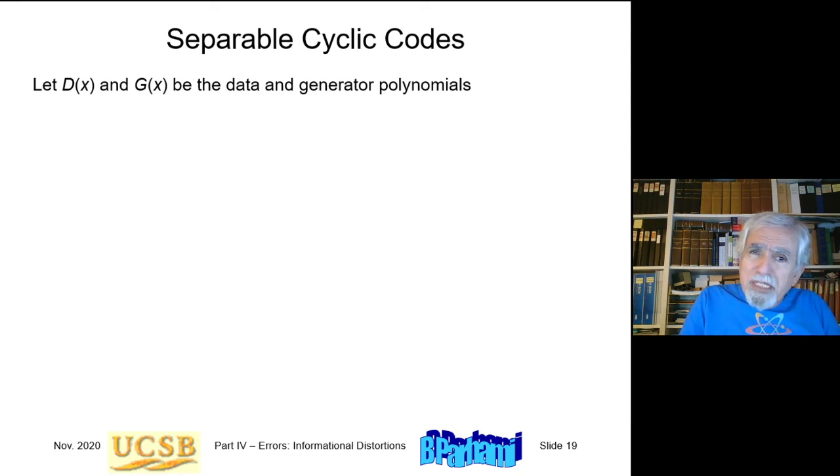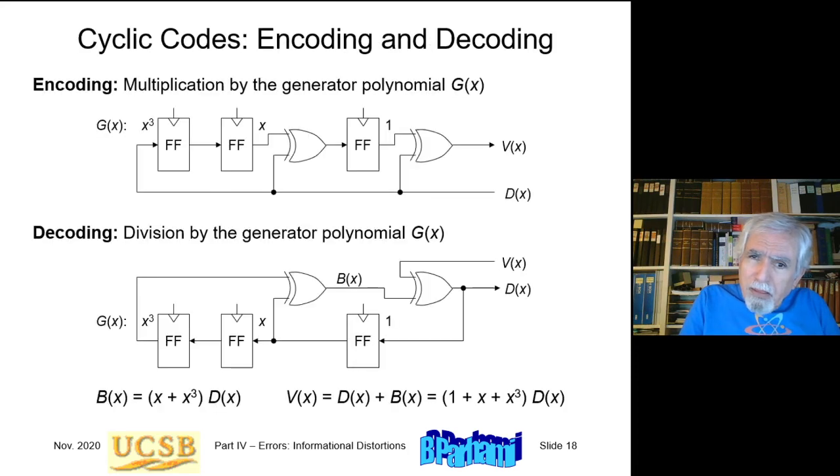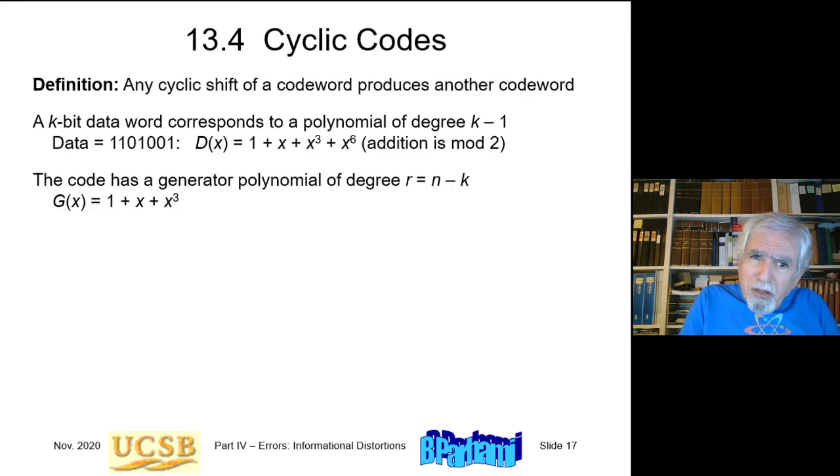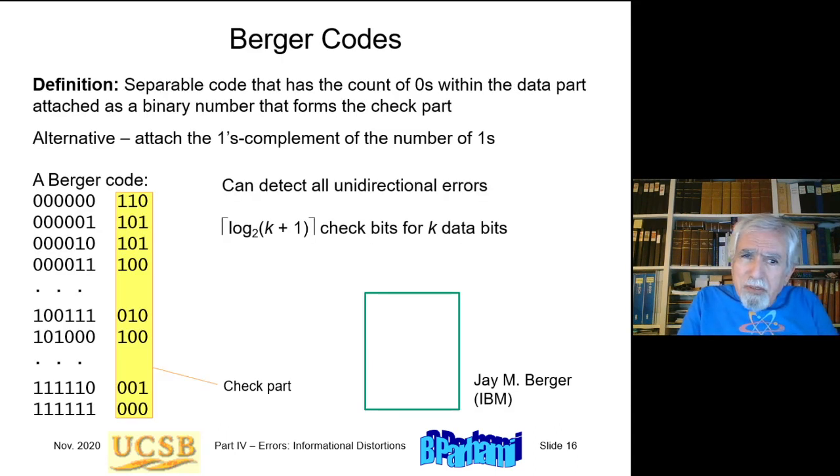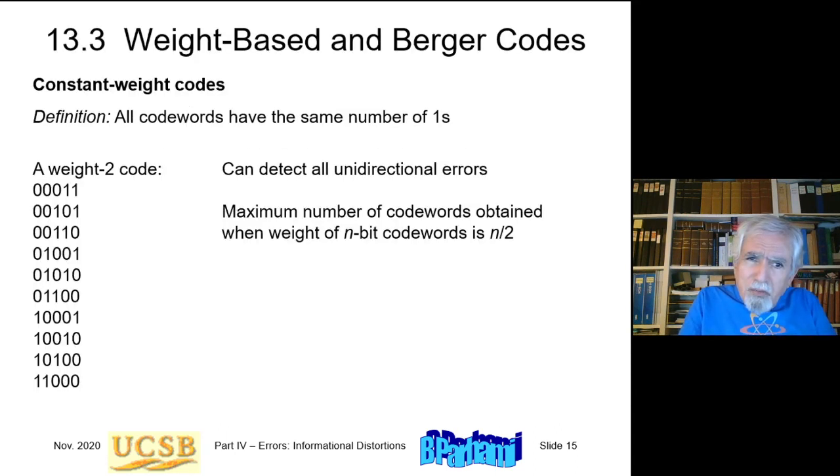We can also have separable cyclic code. Now, the notion of separable codes is very important because the constant weight code in this slide is not separable.